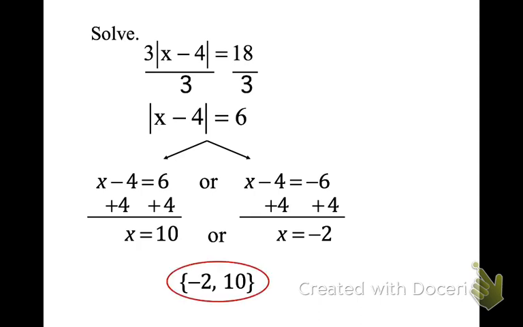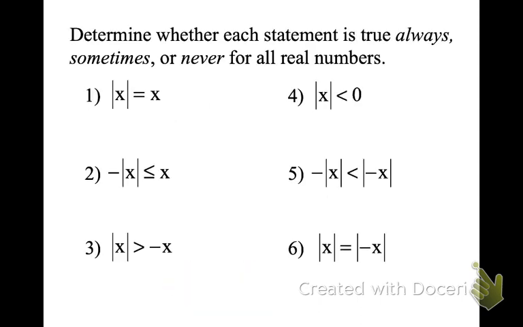Okay, so now I want you to determine whether each statement is always, sometimes, or never true. In this situation, I want you to try with a negative, a positive, and 0. I'll just go with negative 1. Does negative 1 work? Yes. Does 1 work? No. Does 0 work? So what would we say? Always, sometimes, or never? Sometimes. Good.